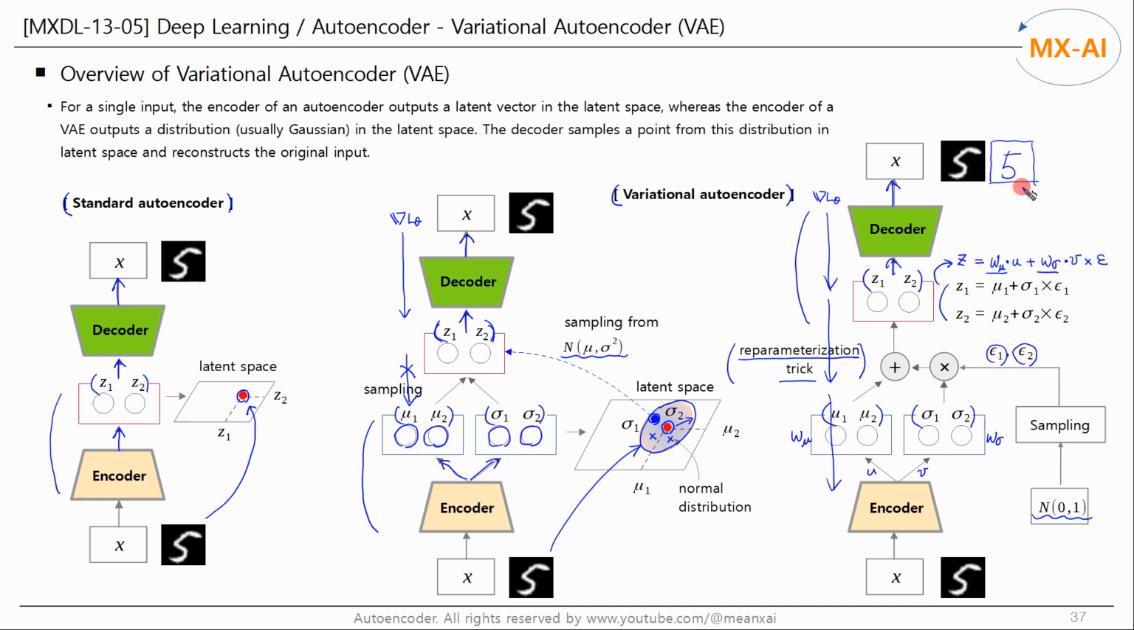For example, if you want to generate multiple images similar to the digit 5 in MNIST, you first input the digit 5 into the encoder and find the mu and sigma. Then, by randomly sampling epsilon from the standard normal distribution to obtain z and feeding z into the decoder, we can generate an image that resembles the digit 5. By sampling epsilon from a standard normal distribution multiple times, we can generate multiple images that resemble the digit 5.